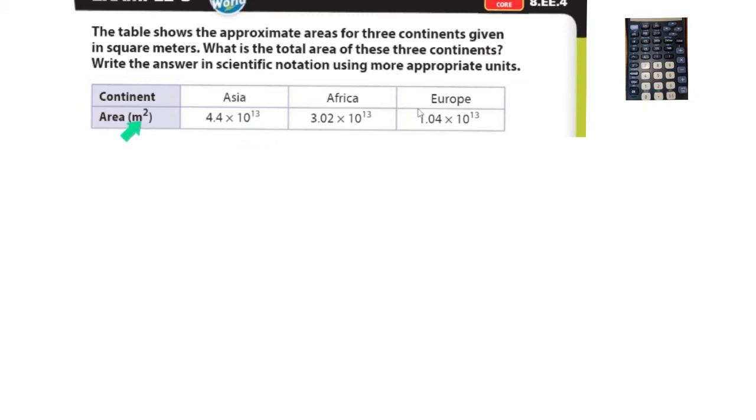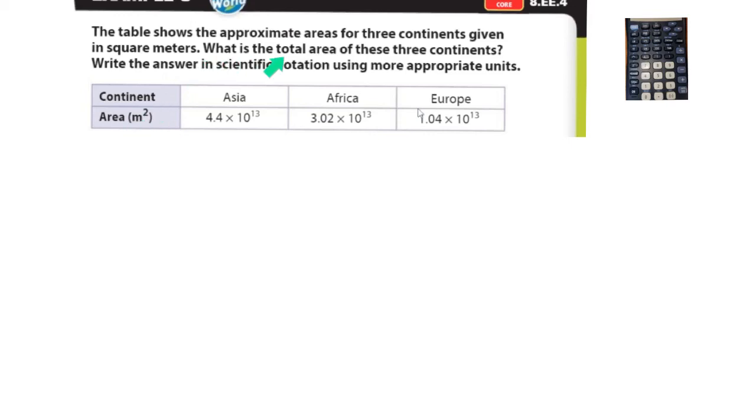Now, to measure continents, you necessarily wouldn't use meters. That's kind of small. You would use kilometers. And so rather than measuring it in feet, like we're used to, we would measure something in miles. So rather than measure in meters, because that's about 3 feet, you'd want to measure in kilometers. That would be more appropriate.